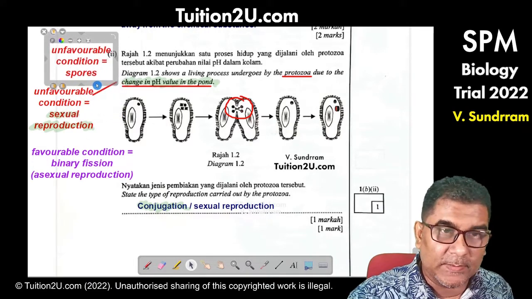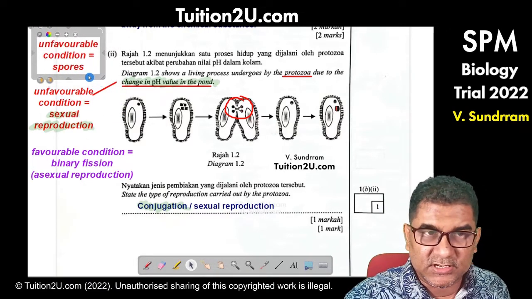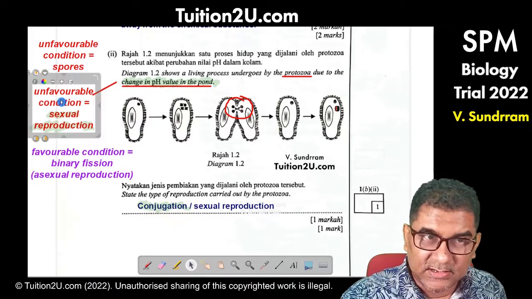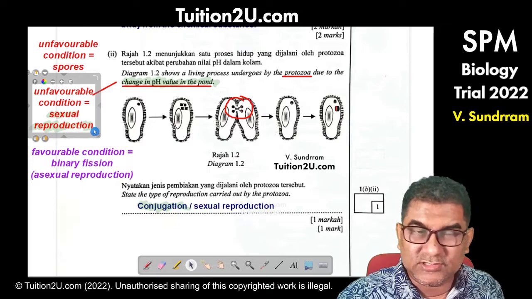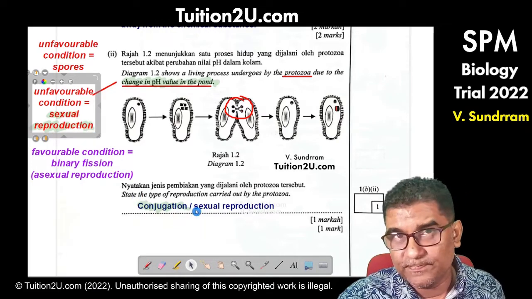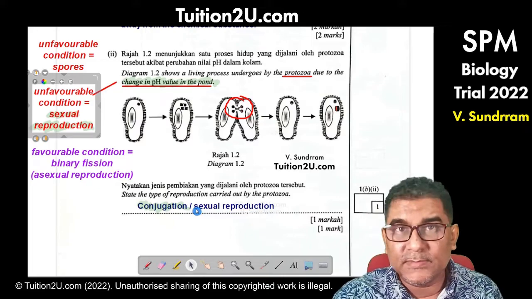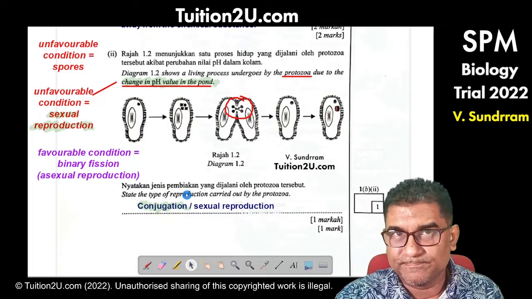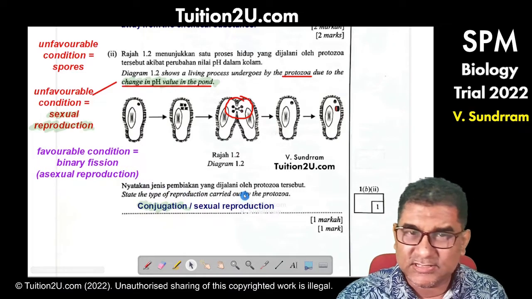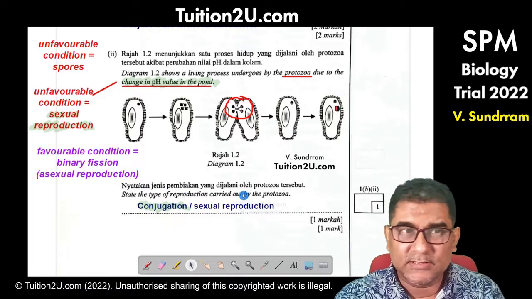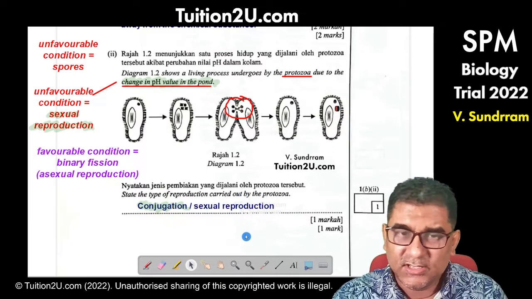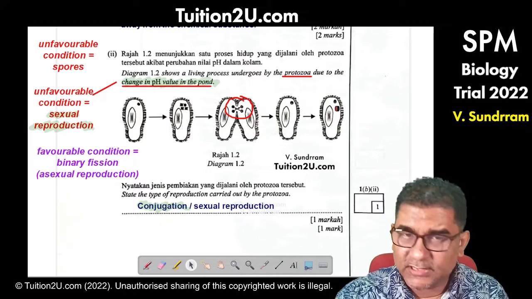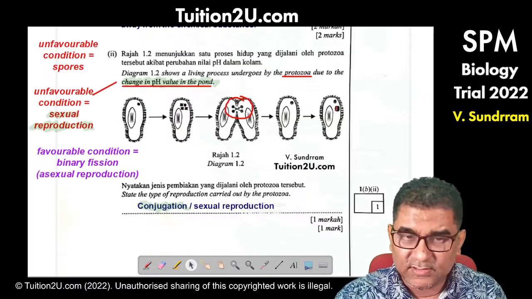So if it's Amoeba, under unfavorable condition, they will form something called spores. If it's Paramecium, under unfavorable condition, they are going to do sexual reproduction, which is conjugation. Both Amoeba and Paramecium, under favorable condition, are going to do binary fission. So for reproduction, most of the time it is 1 mark, but just make sure you know the names you need in case Amoeba or Paramecium comes up. So I think that's all for this first question. Yeah, we are done with the first question.